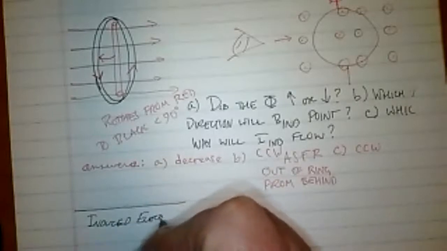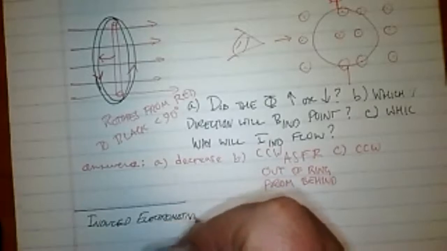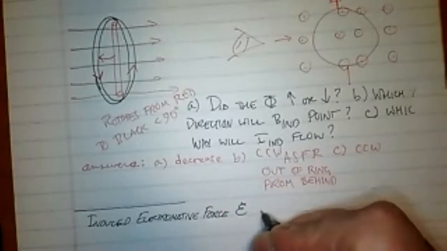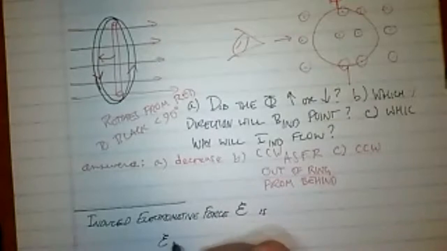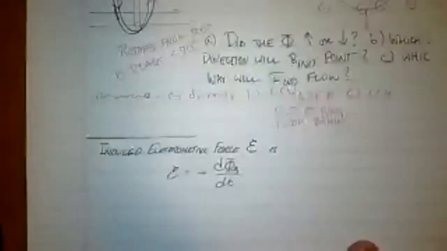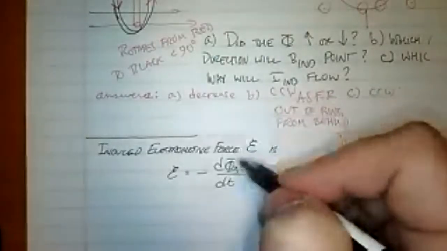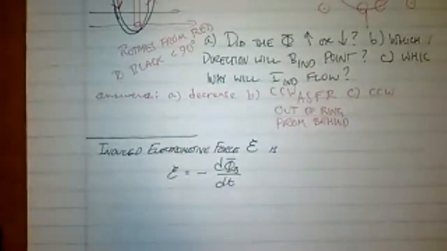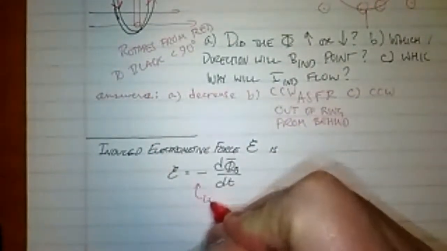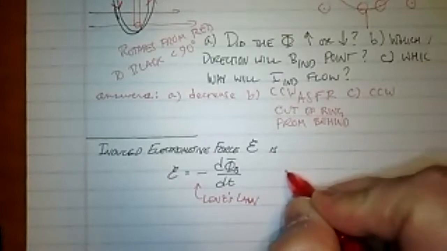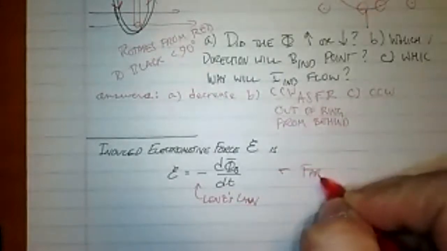So the induced electromotive force, E, is equal to negative d phi B over dt. Okay, so there's our magnetic flux. We have to take the time derivative, and this negative is often what we're referring to when we say Lenz's law. But this whole thing is Faraday's law.